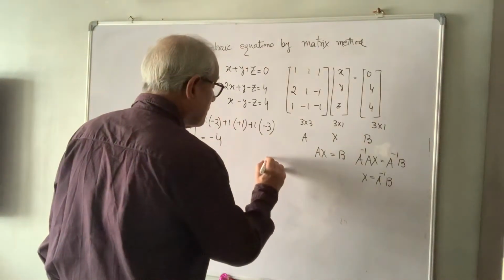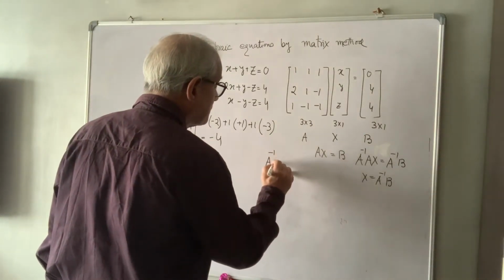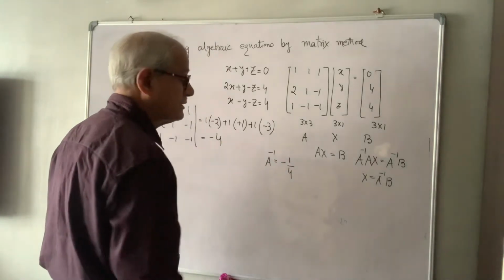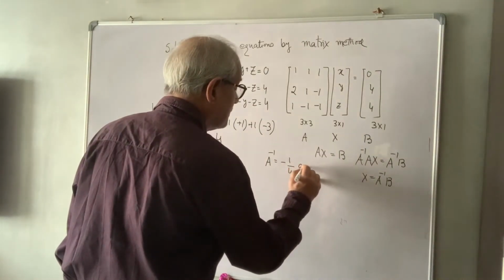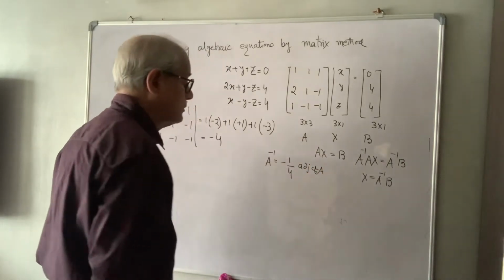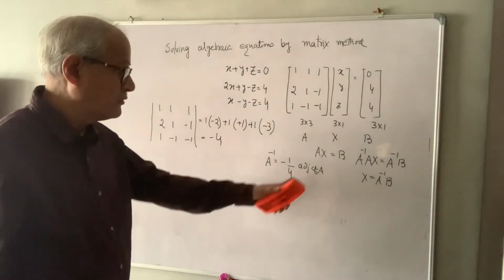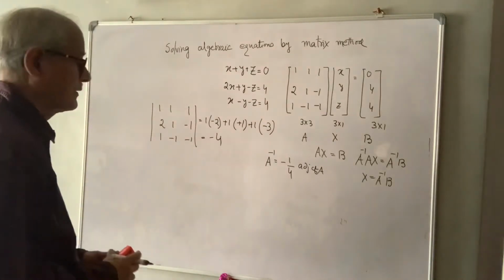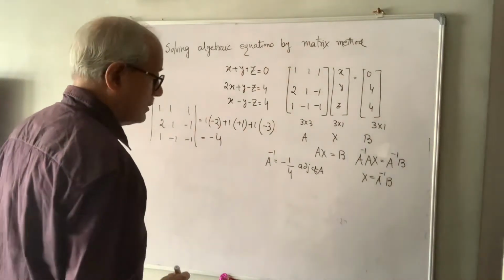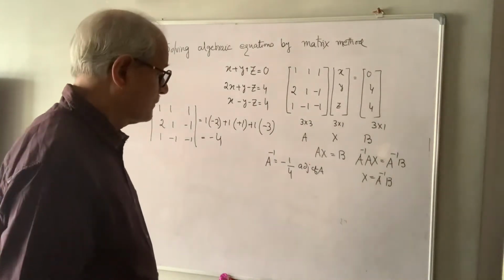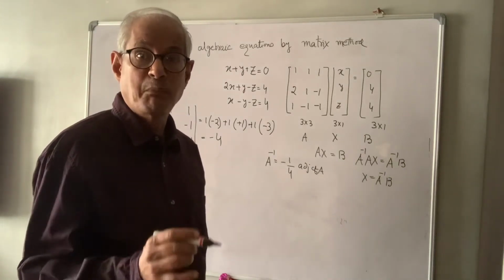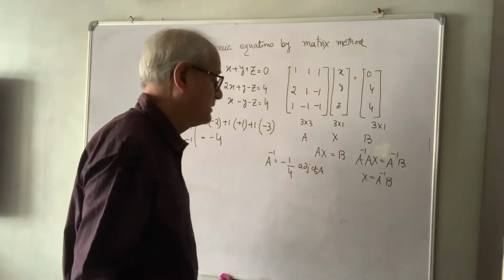Now A inverse is equal to the value of this determinant, which is to be put in the denominator, then adjoint of A. So to get A inverse, we have to find the adjoint of A. To get the adjoint, first of all, we have to get the matrix formed out of minors of the matrix elements.